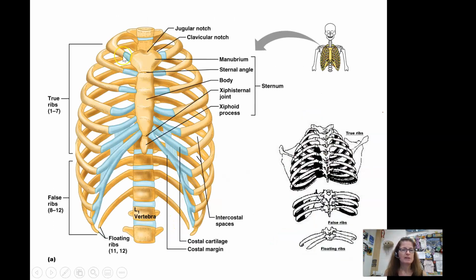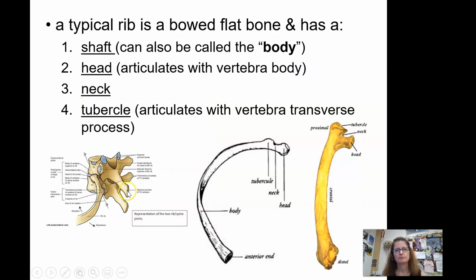So this might be a little bit easier. So you have 1, 2, 3, 4, 5, 6, 7. This guy has a rib with his own cartilage. These 3, the false ribs, share a costal cartilage, and then your floating guys down here. So when you're talking about forming this rib cage, you have to talk about the rib itself.